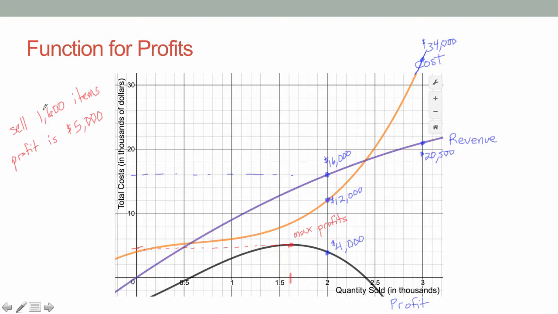So apparently, I now have a goal. I now have an idea as a business that I need to make and sell this many items, and I'll end up making that amount of money. I've got math to help me figure out all this decision making.